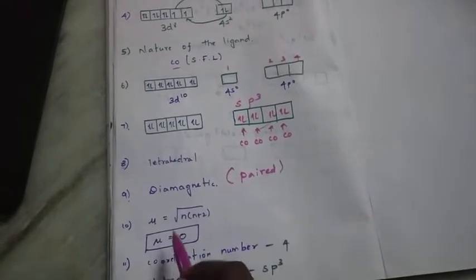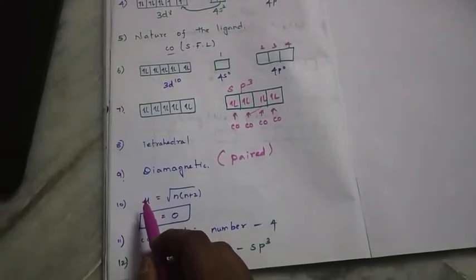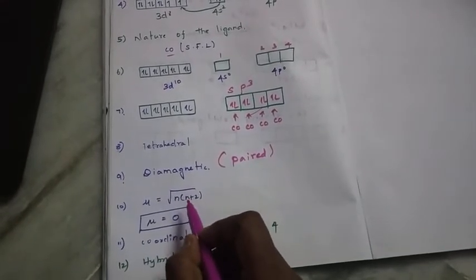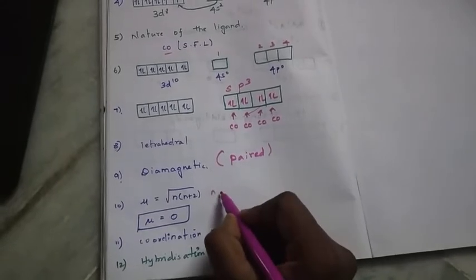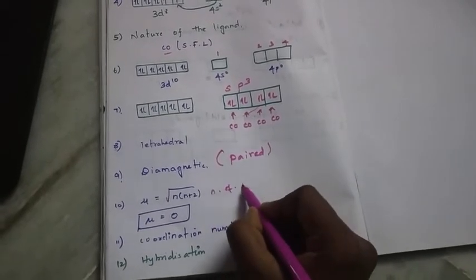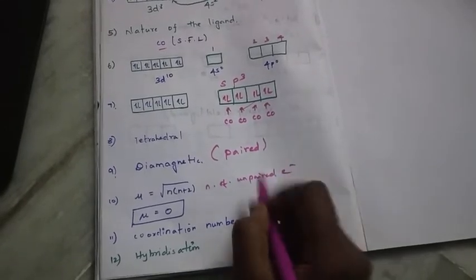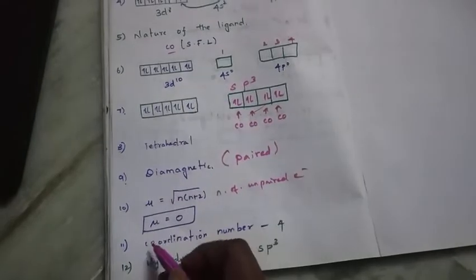Then magnetic moment. You have to find out the magnetic moment, the square root of n into n plus 2. This is the formula. Here n is the number of unpaired electrons. There are no unpaired electrons, so the magnetic moment will be 0.